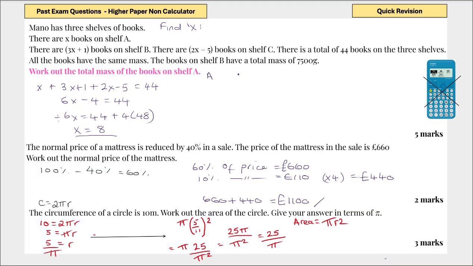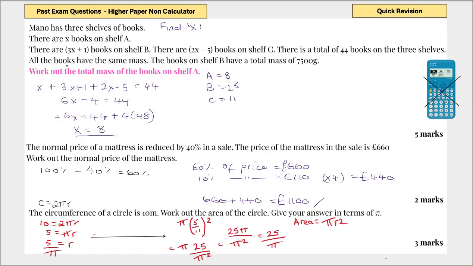So A, we know there's 8 books on the shelf because that's X on its own. B, we have 3 times 8 is 24 plus 1 is 25. C is 2X, so that's 2 times 8, which is 16 minus 5 is 11. So that's all sorted. We know how many books there are, but it's asking us to find shelf A.